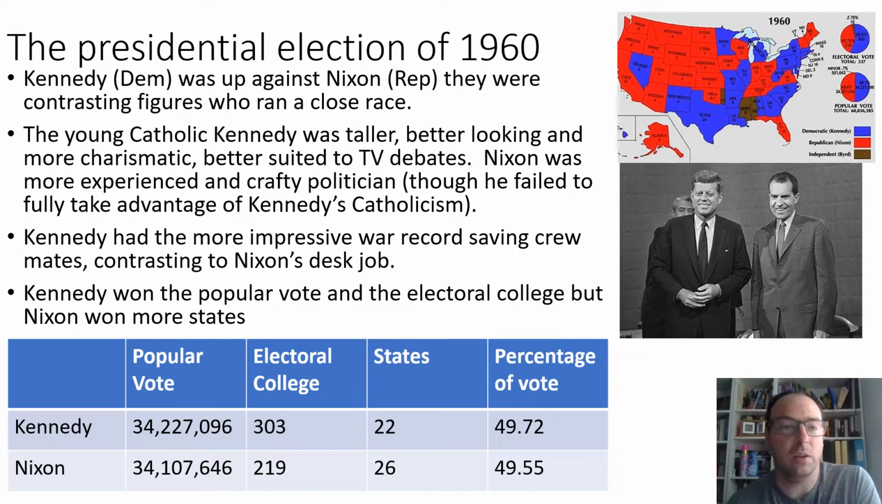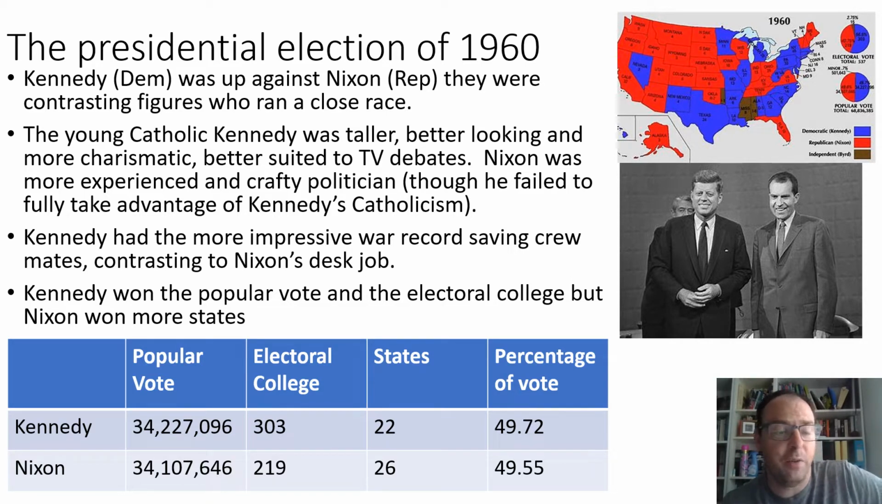We've got the young Catholic Kennedy, who was taller, better-looking than Nixon, more charismatic, far better suited to things like the first ever TV debate. Nixon was far more experienced. He was renowned as a kind of crafty, almost Machiavellian style politician. Though, interestingly, he failed to fully take advantage of Kennedy's Catholicism, which was seen as a big weakness at this time in his election. Some experts have estimated that this Catholicism cost Kennedy up to 1.5 million votes, and as you'll see at the bottom of the screen, the election was very, very close, and perhaps Nixon could have made even more of this.